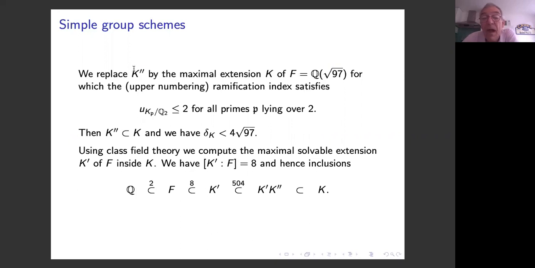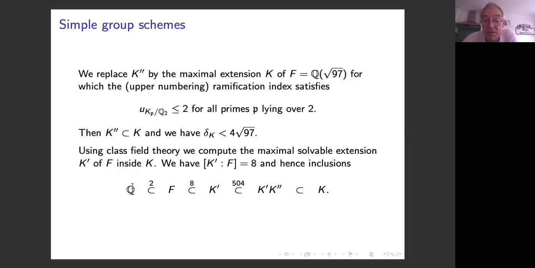Now, we know another subfield of this field, K double prime, because we have our Abelian variety of dimension 3. And we know that if we adjoin the two torsion points of that Abelian variety to Q(√97), then we get an extension with Galois group SL2(F8). So we adjoin also those points to our field. And then these are disjoint field extensions, because this is a solvable extension and the group SL2(F8) is simple. And we get this huge extension inside our field.